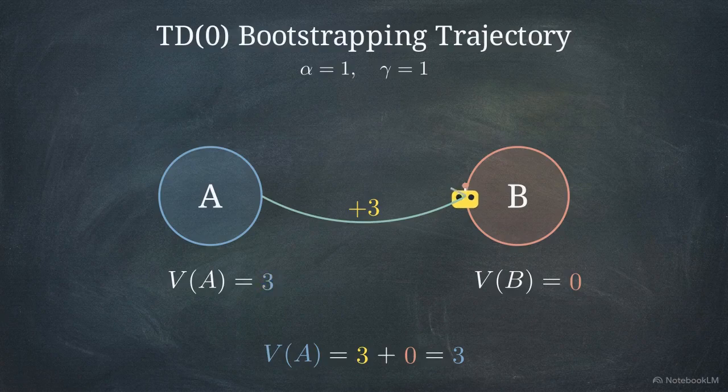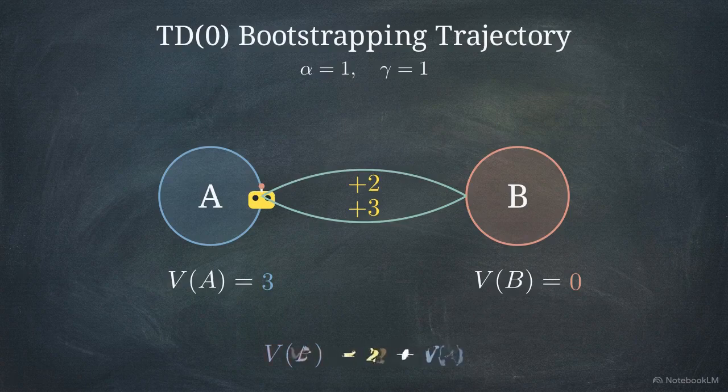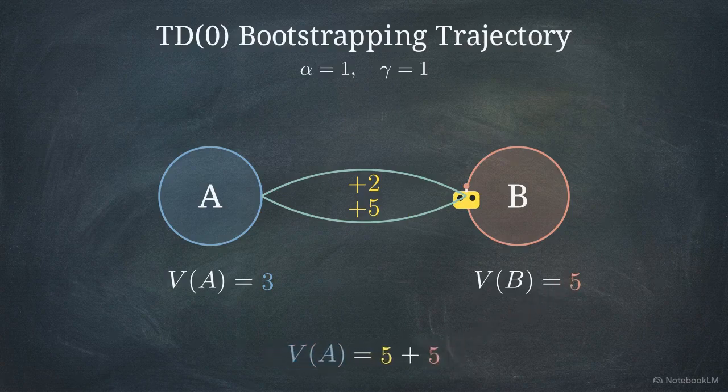Stepping to the next transition from B back to A yields a reward of 2. Now, State B calculates its value using the reward of 2 plus the bootstrapped, newly updated value of State A. 2 plus 3 equals 5. On the final loop back to B, the agent receives a reward of 5. State A again pulls from State B's bootstrapped value. 5 plus 5 pushes State A's estimated value to 10.